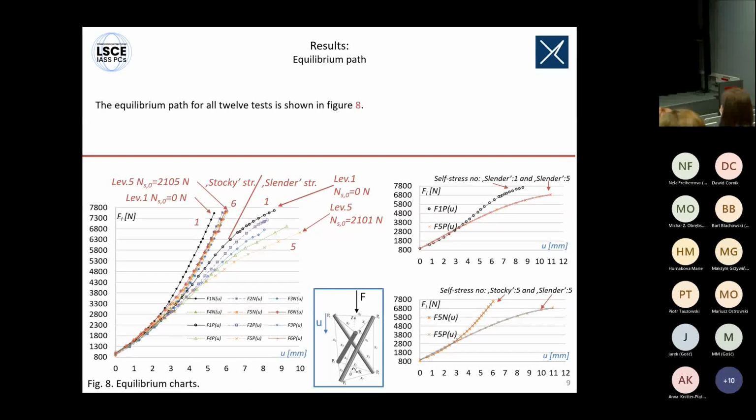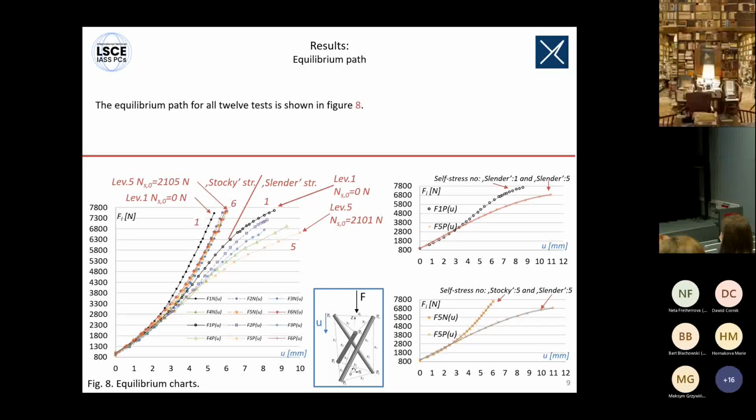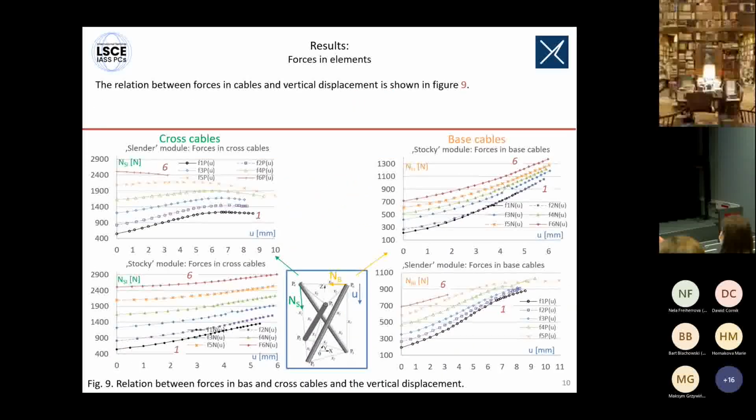Also, we can see that at the initial phase of the work, both models seem to work pretty similar, but after the buckling and the initial imperfection arises, the stiffness is getting lower. Here are the results of the forces in the cross cables and base cables for the slender and stocky module.